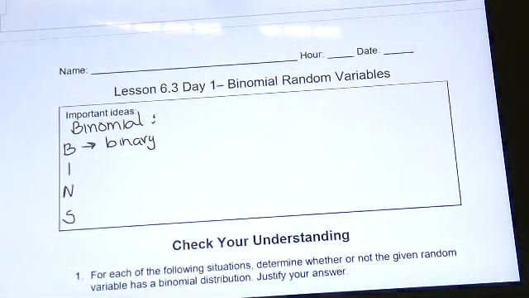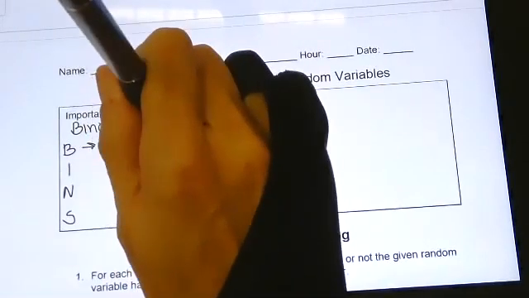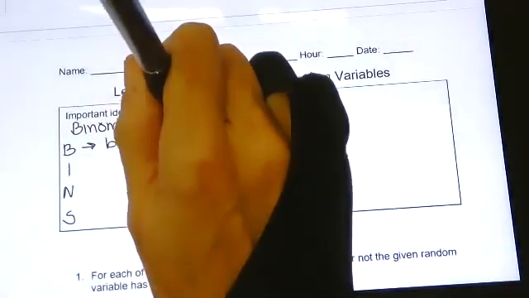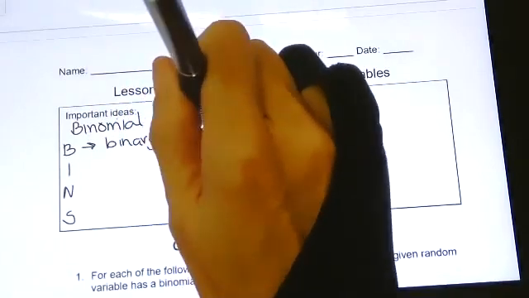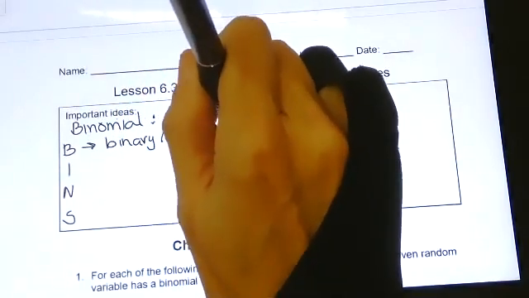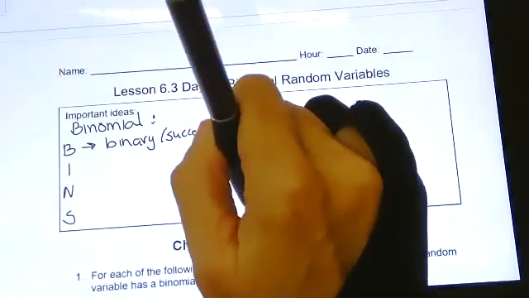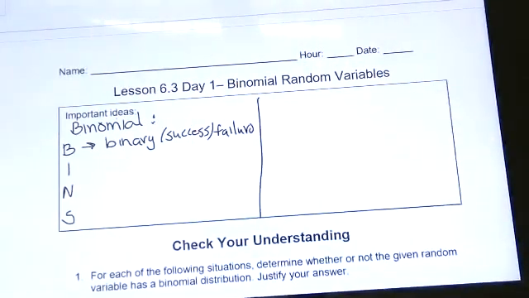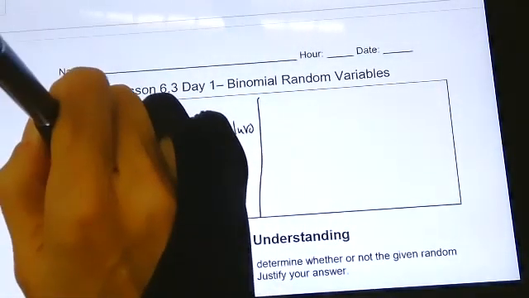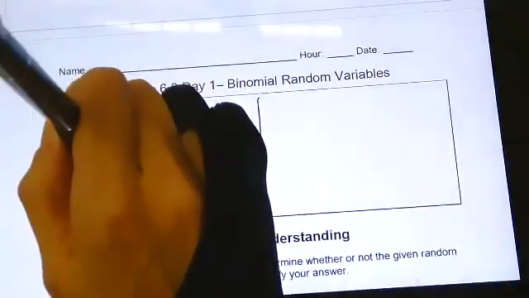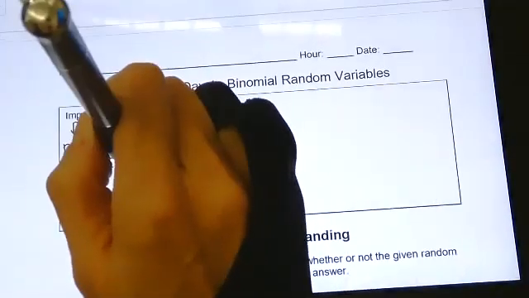He makes the basket, he misses the basket. There's only two things that can happen. So some people just call this success versus failure. Okay, so the first thing is you've got to have a binary situation. You've got to only have two things that can happen. Okay, second thing is each trial has to be independent. So you need independence.